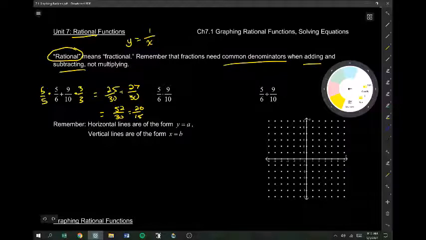Adding needs a common denominator. Multiplying does not. With multiplying, you just go across the top and across the bottom, and then reduce. 45 and 60 can both divide by 15 to get 3/4.